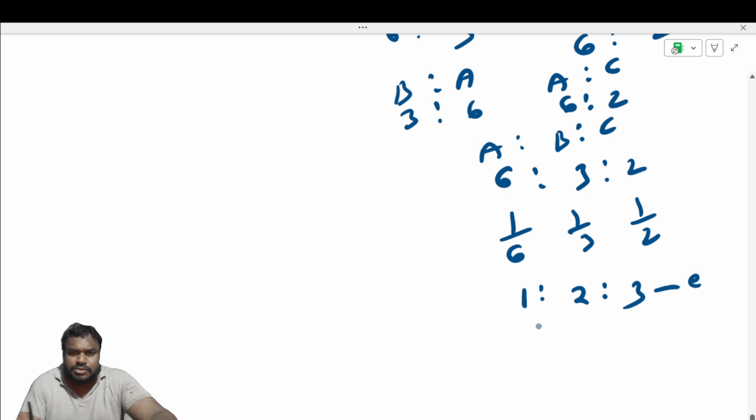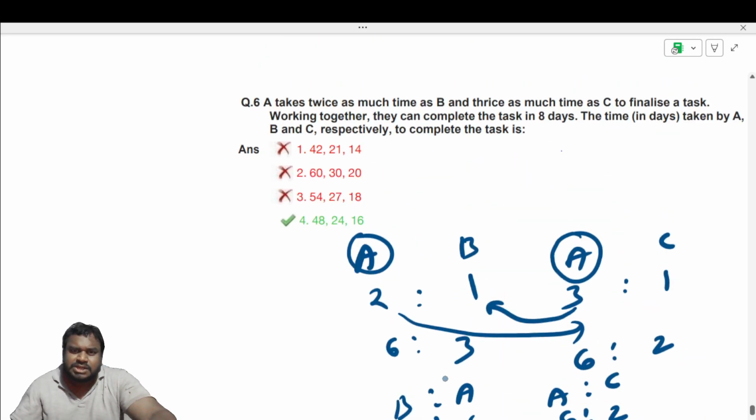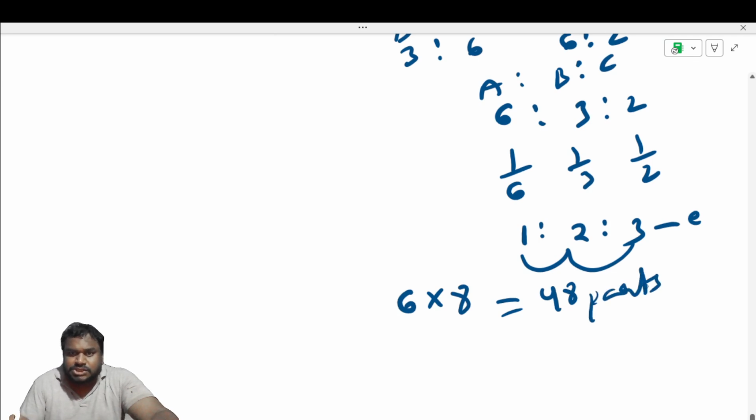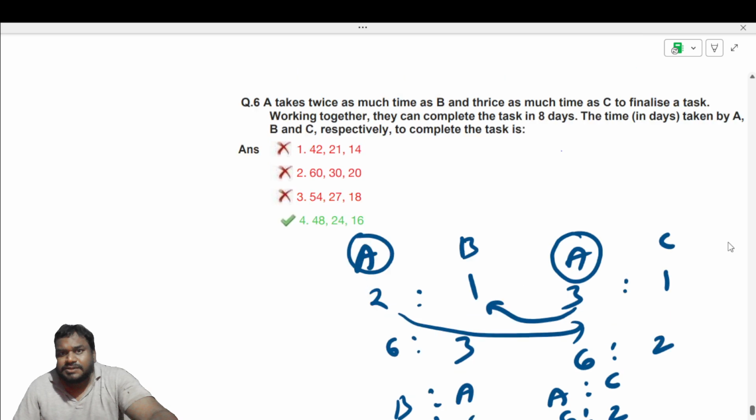So now adding these efficiencies, 6, they are working together. How many days are they taking? Working together, they can complete the task in 8 days. So it means working together means all the efficiencies into 8, 48 parts of work is there. So for this 48 parts of work, the time taken by A, B and C respectively, they are asking.